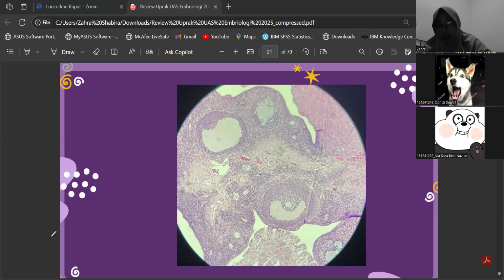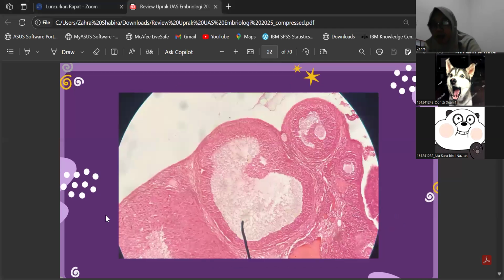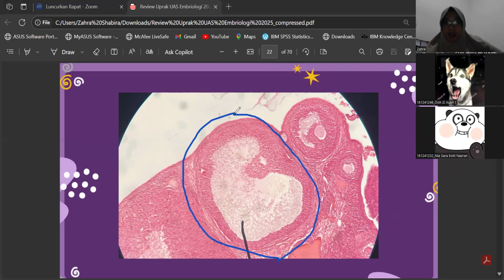I think this is the last picture, ya. Ini last picture bukan ya? Oh, bukan. Now this is also the same. If there is a question, what is this follicle? What are you going to answer? What slips on your mind? And you have to answer fast. What is this follicle? What are you going to answer?